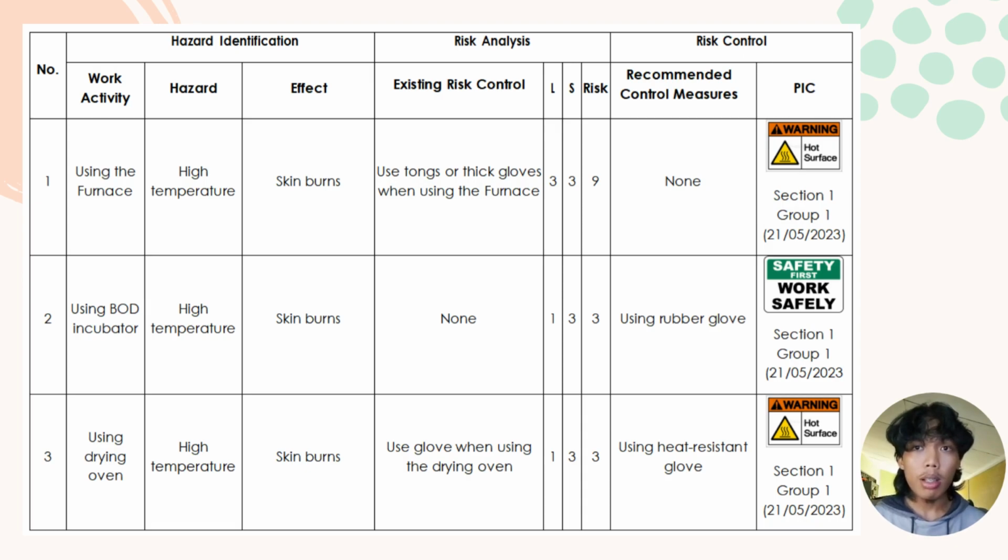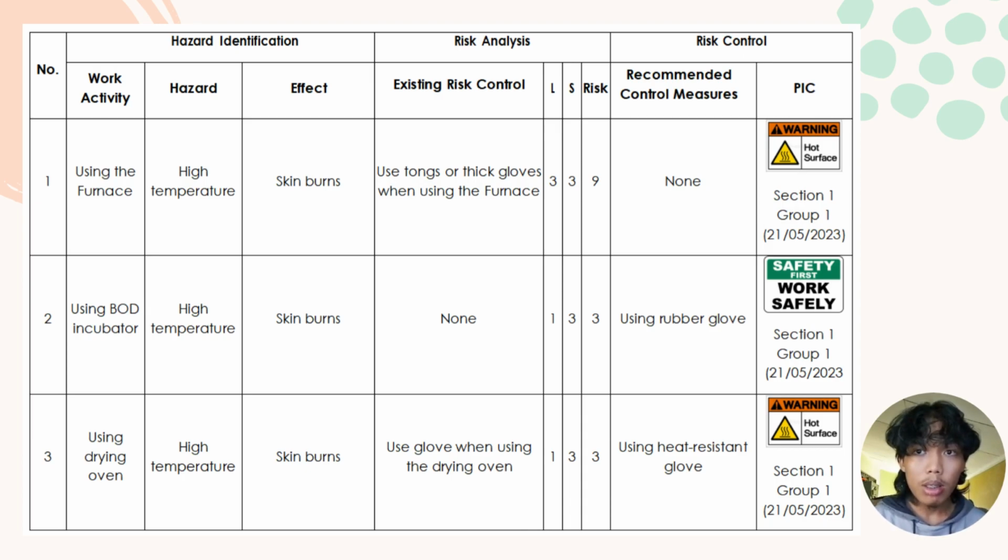And 3 is using the drying oven. So what is the hazard of using the drying oven? The hazard is high temperature. The effect is skin burns. The existing risk control is to use gloves when using the drying oven. And for risk assessment, likelihood L is 1, severity S is 3, and risk is 3.